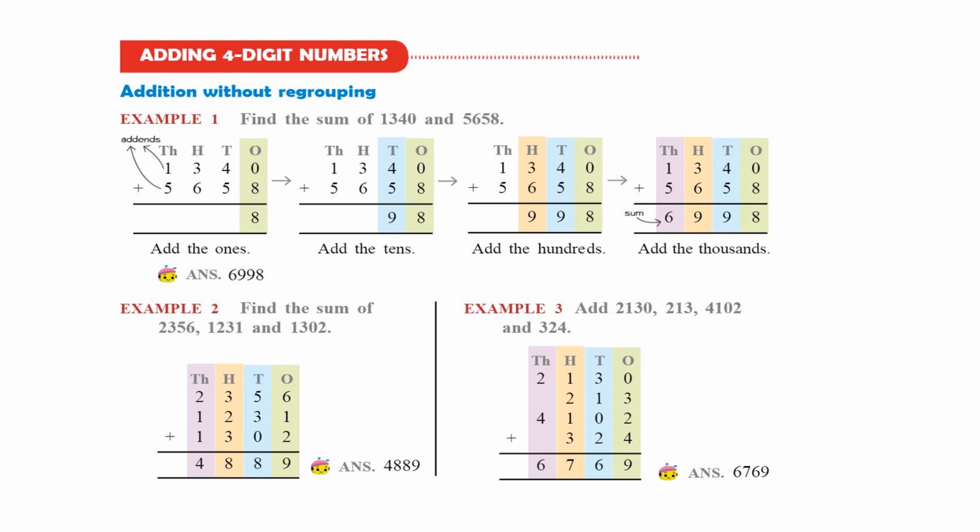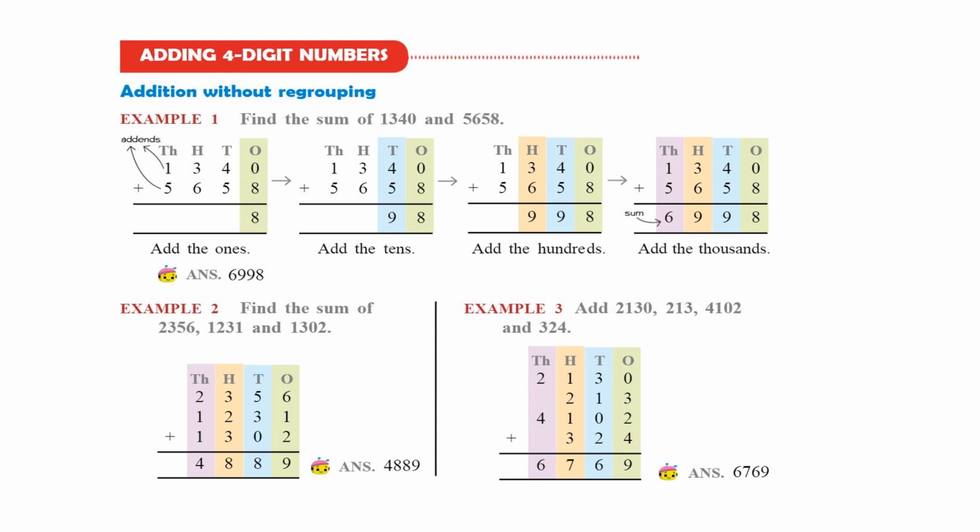So the first step, we add the ones. Second step, we add the tens. Third step, we add the hundreds. And fourth step, we add the thousands. So the answer we got when we add 1340 and 5658 is 6998. Do you understand, children? This is addition without regrouping, that is, there is no carryover.